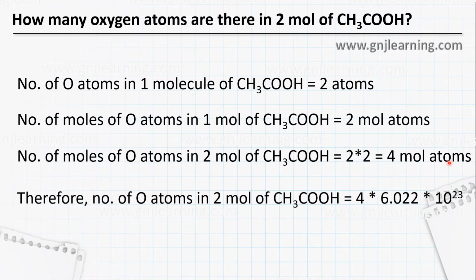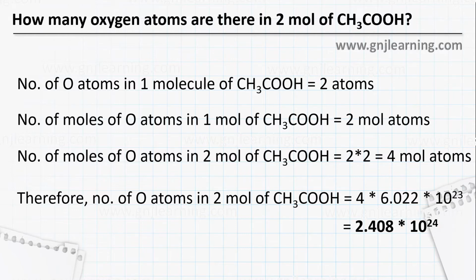They have asked for how many. That means you cannot express it in mole; you have to make it into a real number. So you just substitute this mole with its number, that is 6.022 into 10 raised to 23. So 4 into 6.022 into 10 raised to 23 gives you the number of atoms in 2 mole of CH3COOH. So the solution is 24. If you move the decimal one place to the left, you get 2.408 into 10 raised to 24.